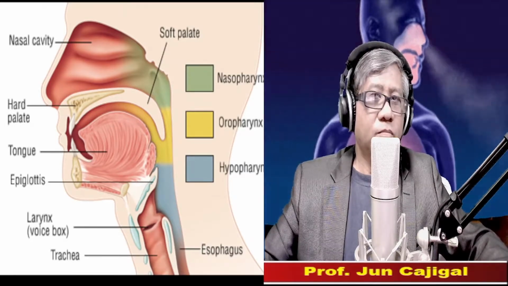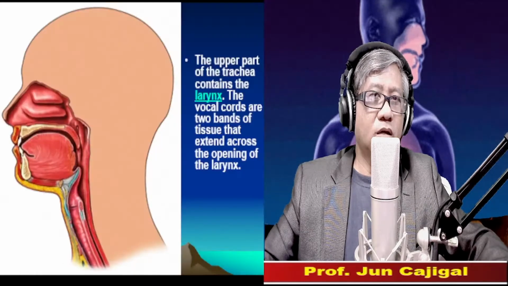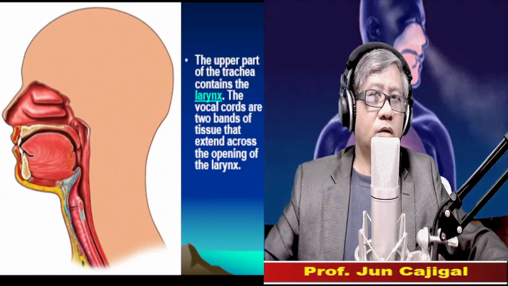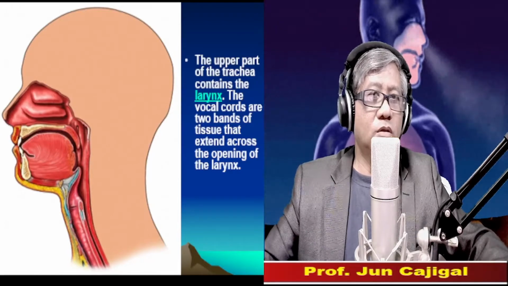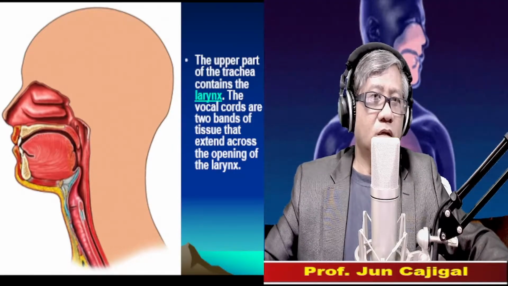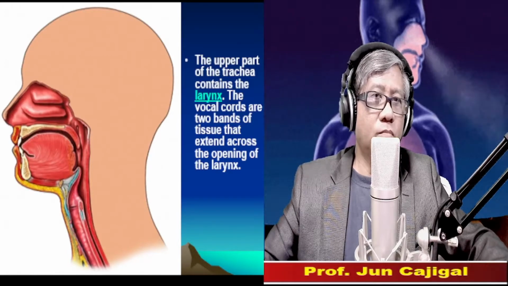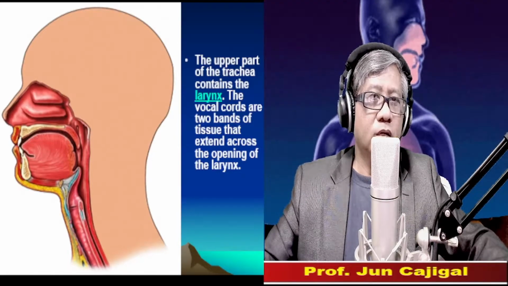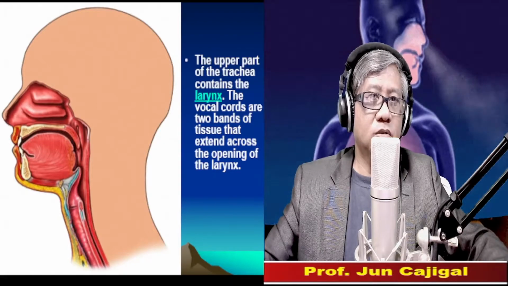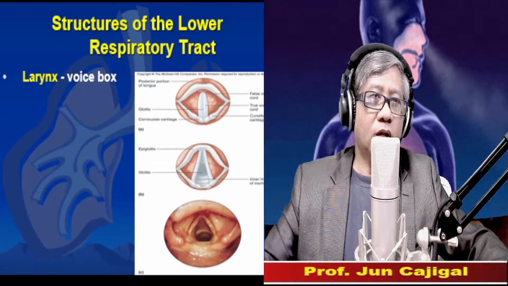Right after passing through the pharynx, the air now enters the larynx. The upper part of the trachea contains the larynx. The larynx contains the vocal cords, which are two bands of tissue that extend across the opening of the larynx.